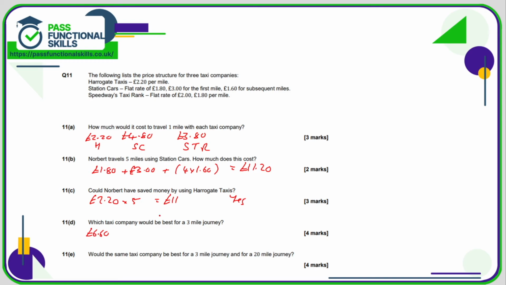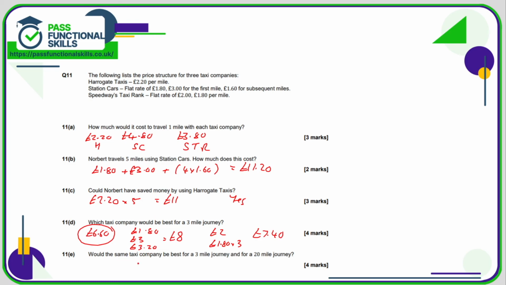Station cars is the complicated one, so it's going to be £1.80 plus £3 for the first mile, and then 2 more miles, that's going to be £3.20. If you add all of this together, in fact this is quite easy to do in your head, 320 plus 80 is 4, 5, 6, 7, 8, so that's going to be £8. And for Speedways, it's going to be £2 plus 180 times by 3. 180 times by 3 is 540, plus the 2 is £7.40. So the best company for a 3-mile journey is Harrogate.